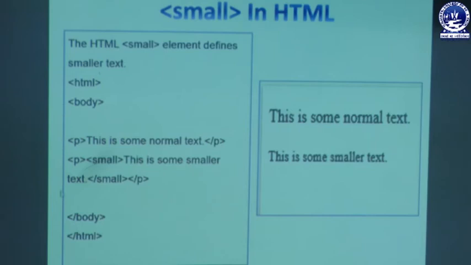So you can see that the source code is written over here and the reflection is over here. The first paragraph reflection is this one, which is normal text, and the second paragraph reflection is over here, which is some smaller text, and you can clearly see the difference between them. That means the first is the default text format, whereas if we want to decrease the size of the text, at that time we can display it in smaller text.